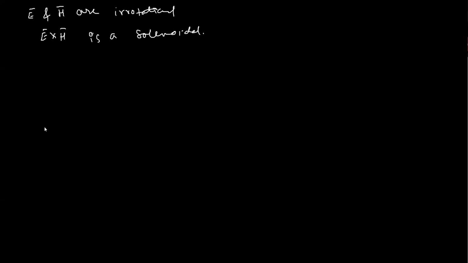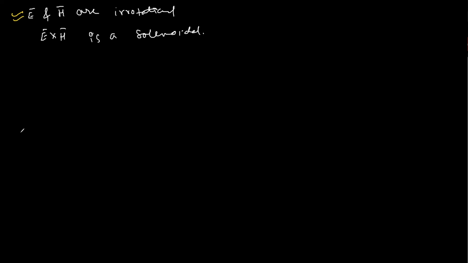Okay. Now I tell you. I tell you again. This is given. Vector E and vector H are irrotational, and you have to prove the cross product of vector E cross vector H is solenoidal.